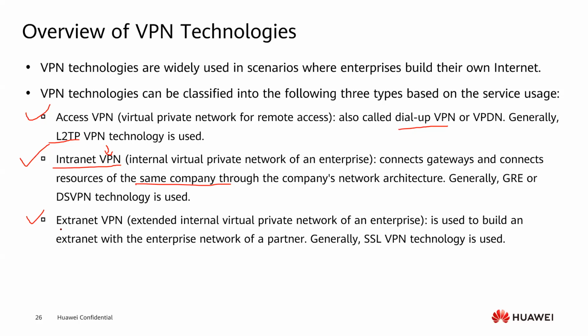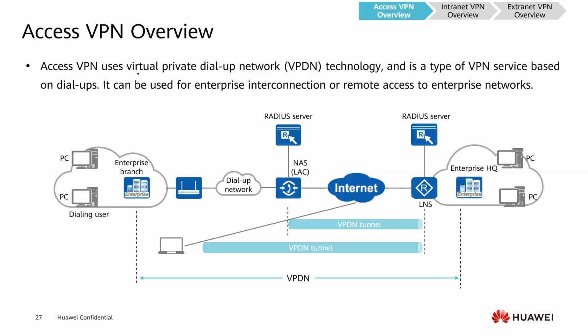The Extranet VPN, most of the time, is trying to provide the connection for your partner, because you do not want to share all the information with the partner. You only want to share some of it. So the SSL VPN will be widely used in this scenario, because with SSL VPN it is very easy to control the network resources. Okay, so let's look at the access VPN first. We will mainly focus on L2TP.